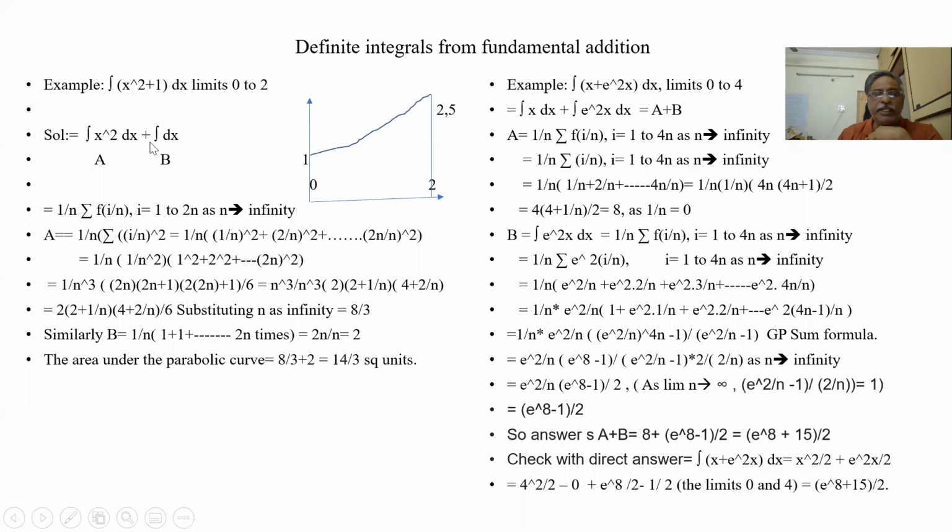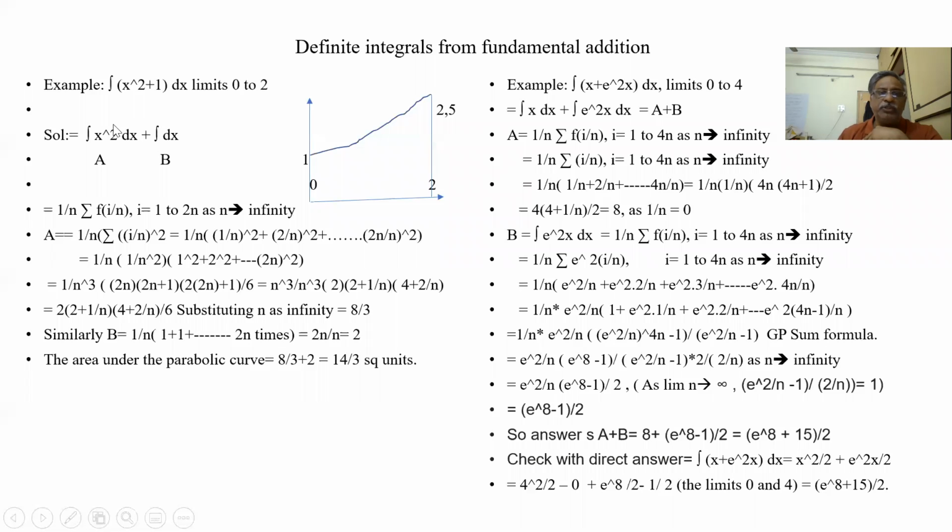Here it is integral dx. There is not x dx. It is dx, so f of I is 1. So everywhere we get 1 by n, 1 by n, 1 by n, 1 by n, like that 2n times we will get. If x is there, suppose integral x dx, then I will get 1 by n, 2 by n, 3 by n, like that 2n by n.